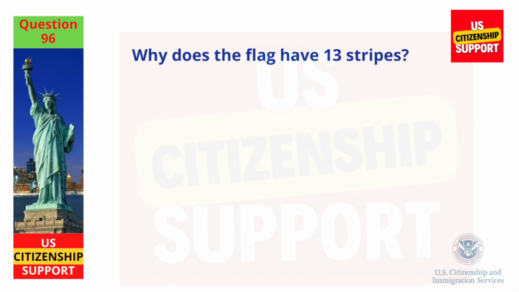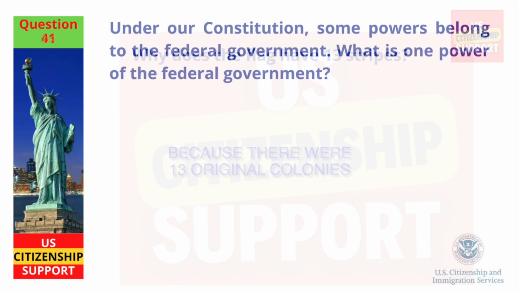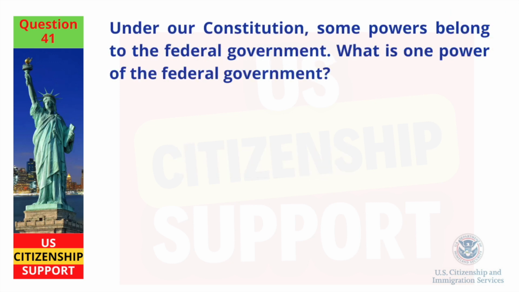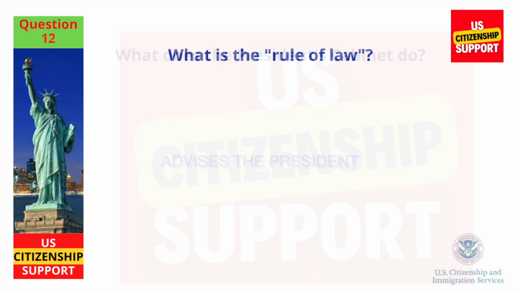Why does the flag have 13 stripes? Because there were 13 original colonies. Under our Constitution, some powers belong to the federal government. What is one power of the federal government? To print money. What does the president's cabinet do? Advises the president. What is the rule of law? Everyone must follow the law.